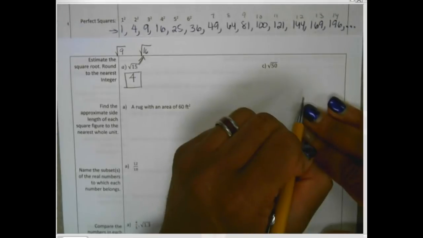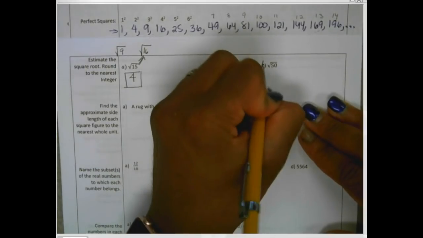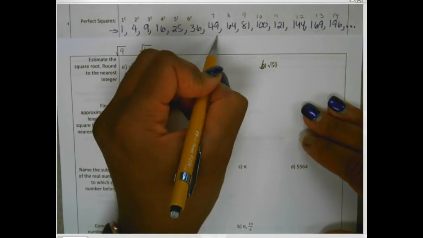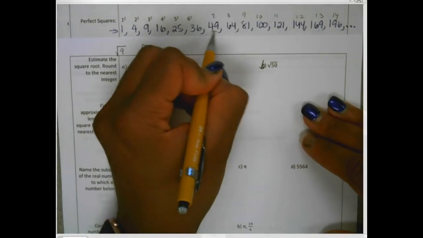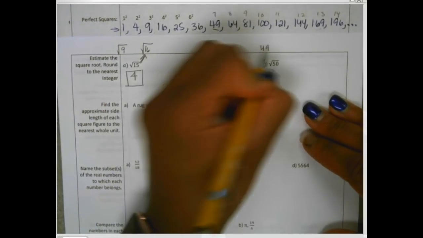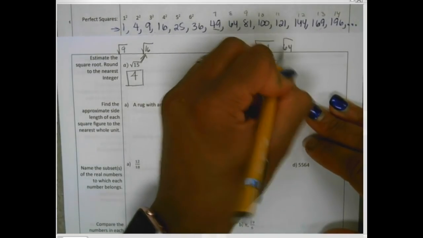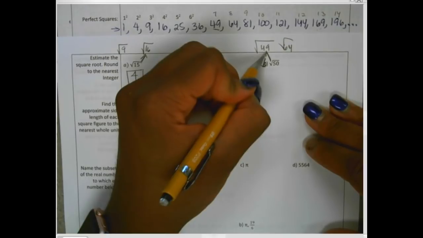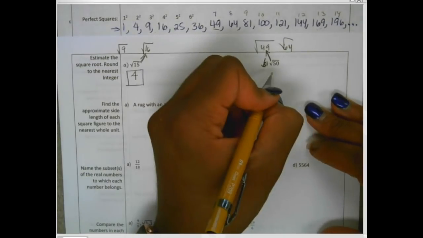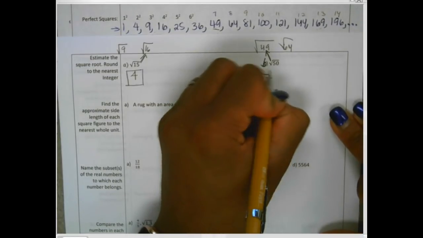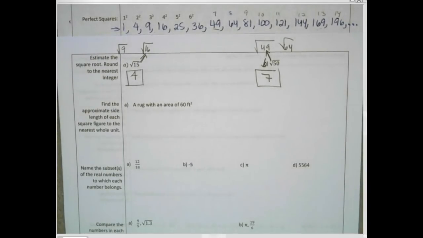Same thing for 50. I know the lettering is off. This should be a B. What is 50 between? 49, it looks like, is the lower part of it. Can't really get closer than that, huh? Or 64. I think it's closest to this one, and I'm right. And what is the square root of 49? 7. So the nearest integer is 7.